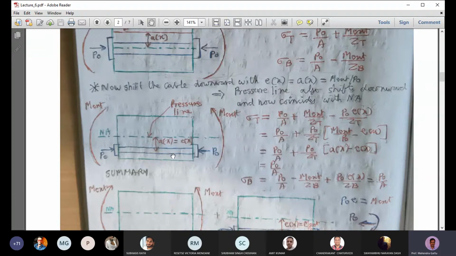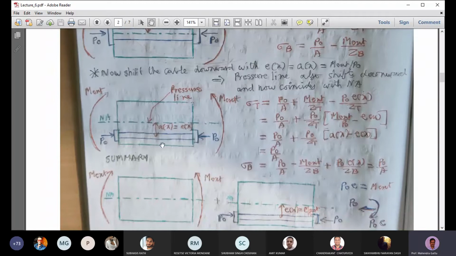Now where does the pressure line occur for this loading under the action of this P naught and M external? When you shift the cable line downward by A of x, the pressure line also moves downward by A of x. So for this configuration, the pressure line will coincide with the neutral axis. We can locate the pressure line from this cable line, A of x, which is equal to M external by P naught, and that will coincide with the neutral axis.